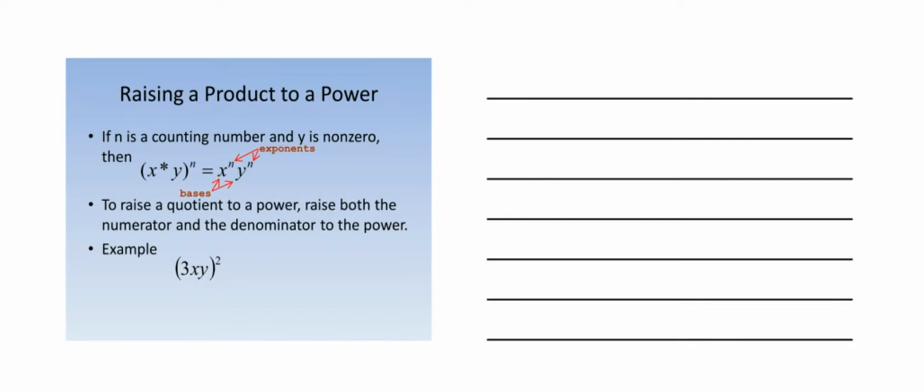So let's try the example. Once again, to raise a quotient to a power is both the numerator and the denominator to the power. So we have in this case, for example, x times y raised to the n. We distribute n to the x, and we also distribute n to the y, as the reference shows. And that's why we end up with x to the n, y to the n, because we distribute to both.